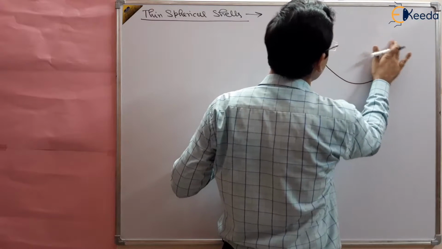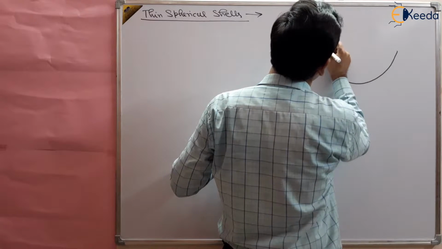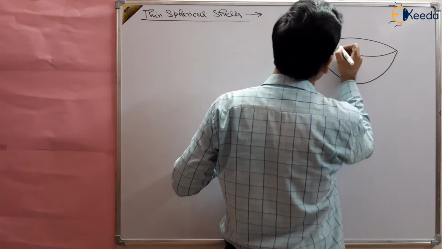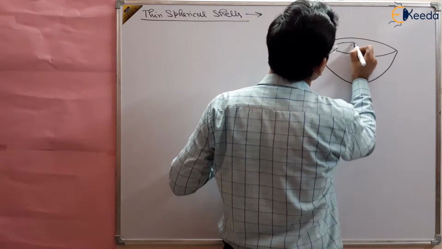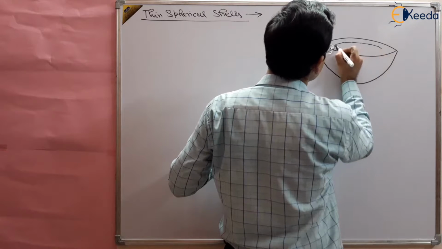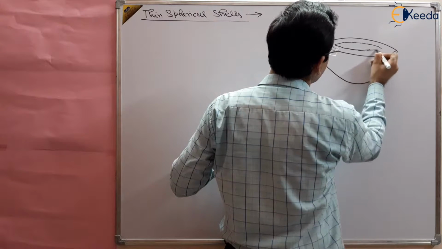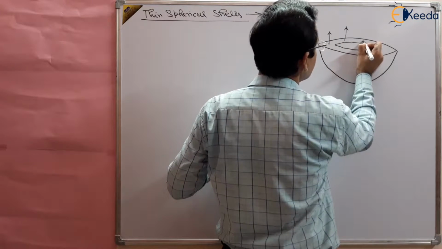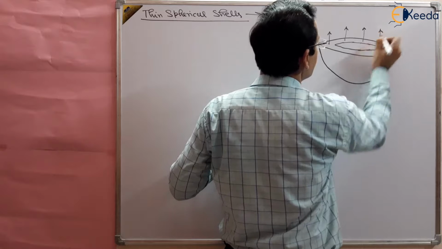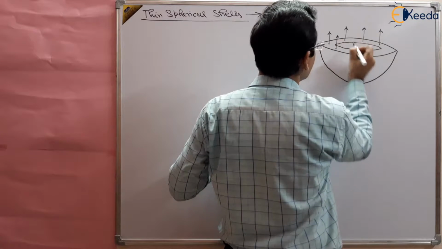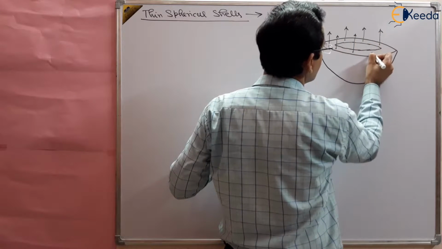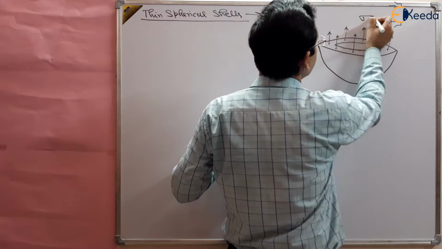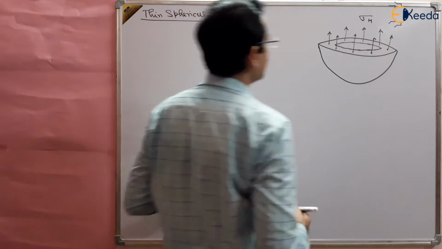So suppose we are making a sphere like this, and we want to show the hoop stresses in this material. There, all directions are hoop directions in this case. So these are the hoop directions, and these are the hoop stresses developed in the material.